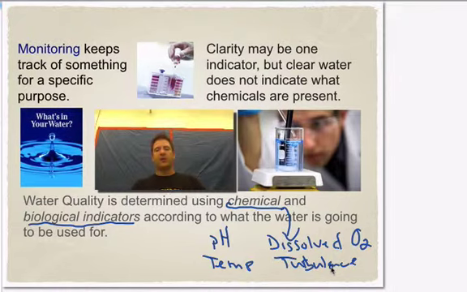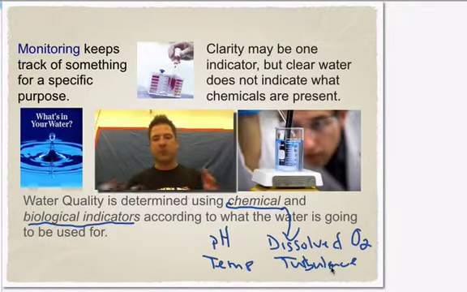Clarity may be one indicator, but clear water does not indicate that no chemicals are present. If I look at a lake that once had vegetation, and it's extremely clear, I might not just say this is a beautiful lake and it's so clean. I might say maybe it has a high acidity. Why is there no vegetation? Why are there very few aquatic animals or organisms living in this ecosystem? So just because it's clear doesn't mean there are no chemicals in it. There could be other reasons as well.